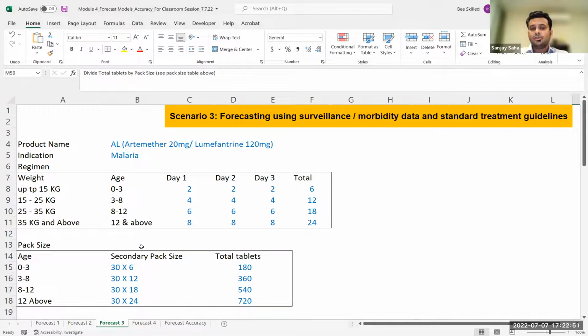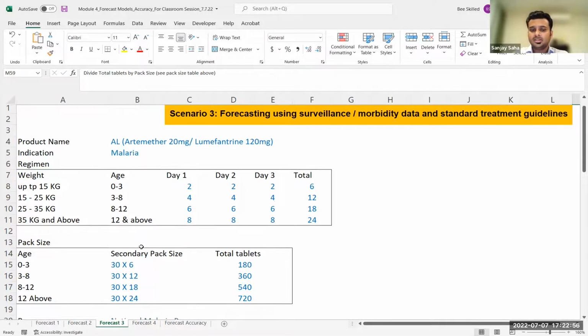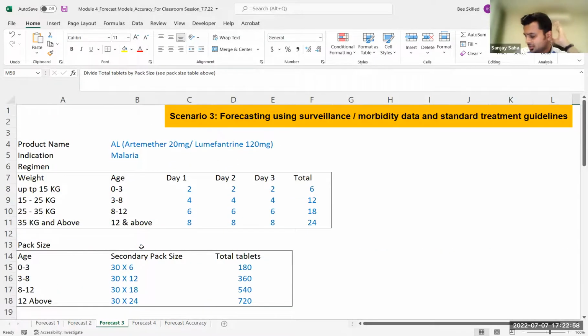So again, here we don't have any consumption data. Even if we have, it's very difficult. Like Shalit was saying, it's only there for 3-4 months. It's not always very accurate. So instead of using consumption data, we use morbidity data. Now for malaria, the product that we have is artemether-lumefantrine. This has a very specific way of administration, so it depends on the age and weight of the recipient.